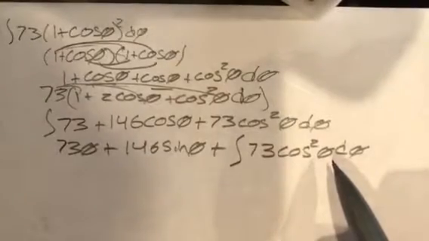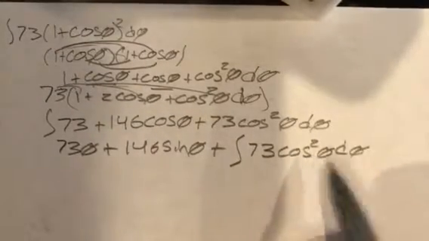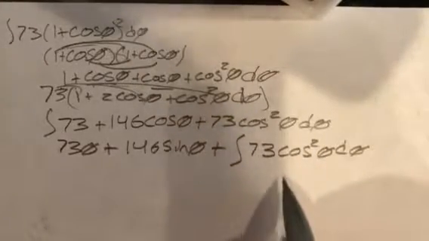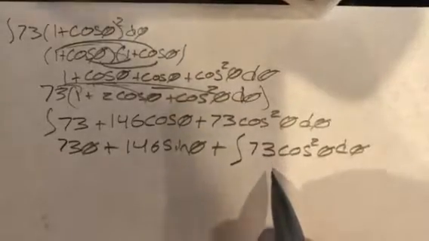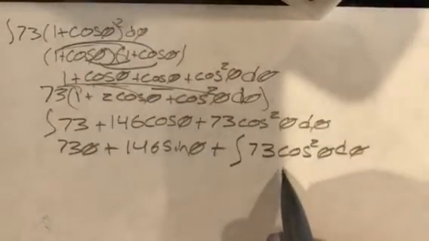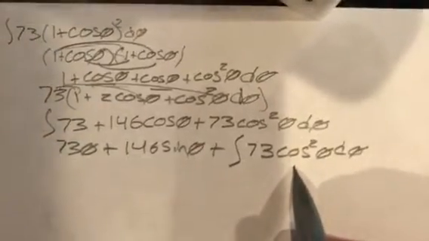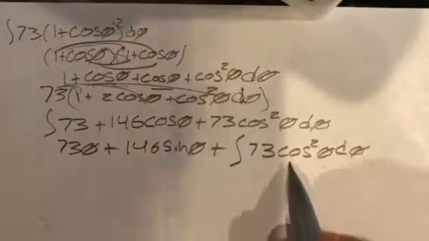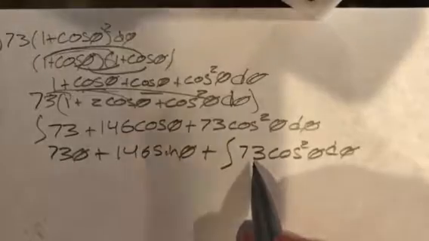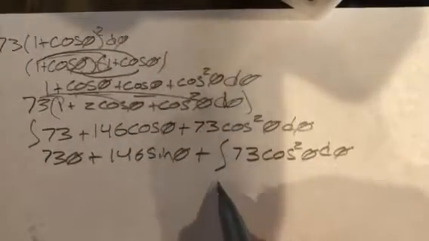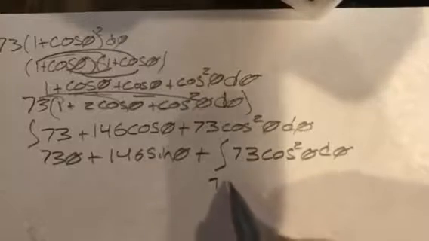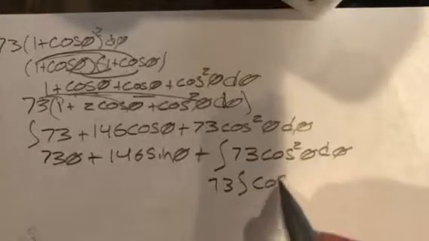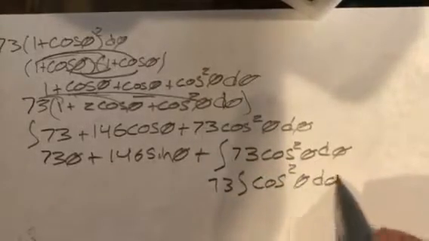So the best way to solve for this is probably just do a U sub real quick to integrate this. Or we can use, I guess, no, what we can do is use another of those half angle things, half angle formula. So we can pull the 73 up front, just like we did if you watch my earlier videos. So we pull that 73 up front, and we're just going to be left with cosine squared theta d theta.